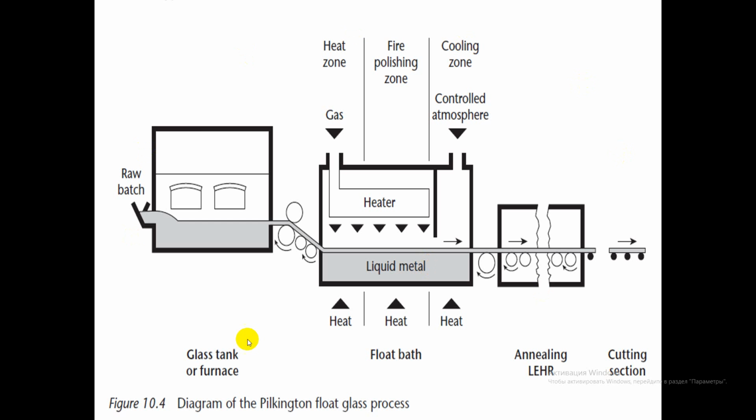So, this is a diagram of the Pilkington float glass process. Here you can see a glass furnace tank with raw batch. Then you can see a gas heat zone and fire polishing zone, a cooling zone with controlled atmosphere, and this is the liquid metal, and then the annealing lehr and cutting section.